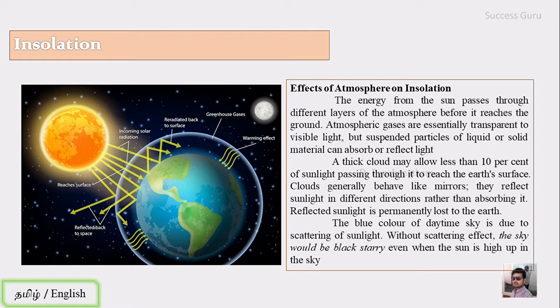The reflection and scattering are actually essential because the blue color of the daytime sky is due to the scattering of the sunlight, and the red color in the evening is also due to the same thing. If there were no scattering, what would happen? The sky would be black and starry even when the sun is high up in the sky. So we might be using lights during the daytime if there were no scattering. So scattering is essential to see the blue sky or a red sky.